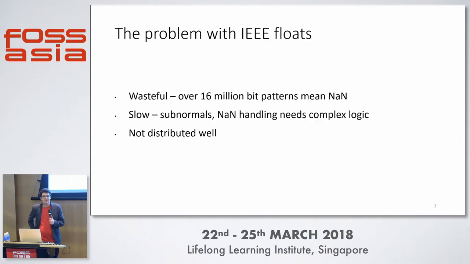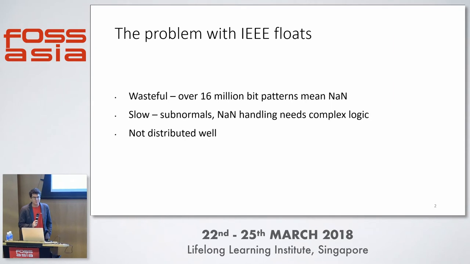About IEEE floats, you probably know that they are basically everywhere. That's because they are the IEEE standard. So, whenever you use a floating point type on your computer, that's probably an IEEE float. And so, what's the problem with them? Why do we need posits instead of them? Because first of all, they are wasteful. For example, in a 32-bit IEEE float, there are over 16 million bit patterns that only say not a number. So you don't assign a real value to those patterns, and that's just a waste.